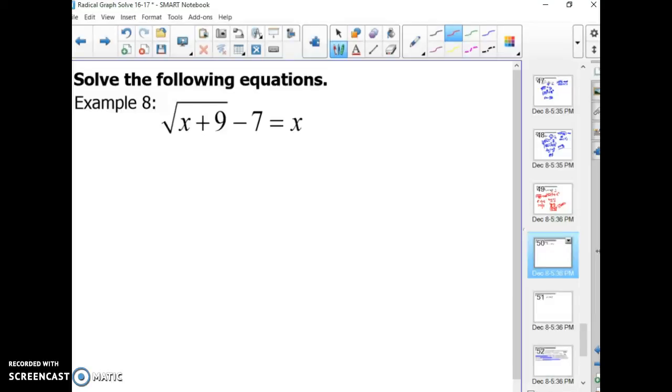I have this problem. So I have an x on both sides of my equal sign. So first thing I've got to do, add the 7, because my whole goal is to get rid of the radical. So I have this right here, x plus 9, and then over here I get x plus 7.